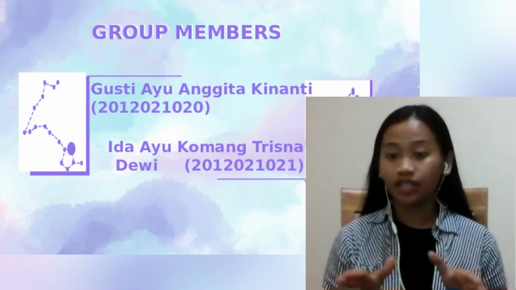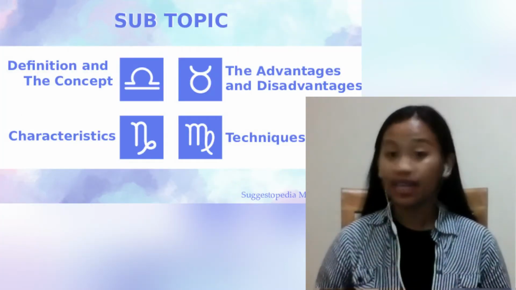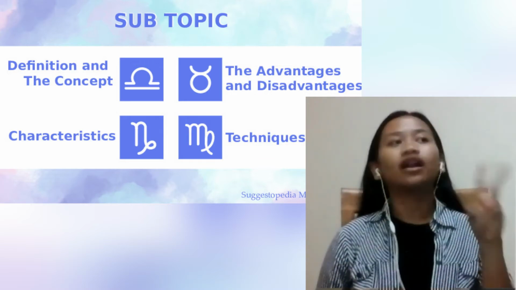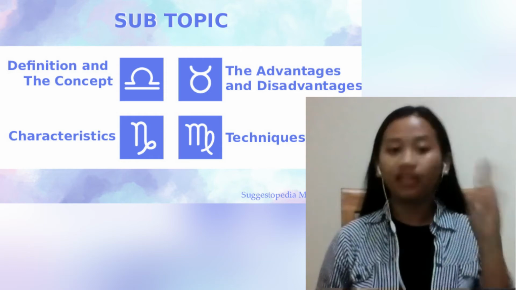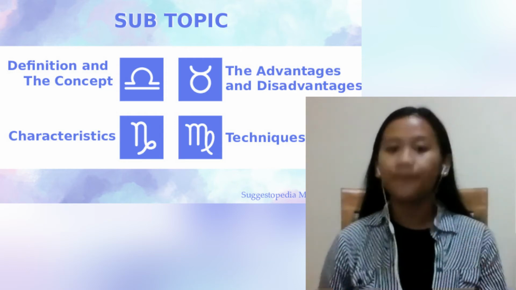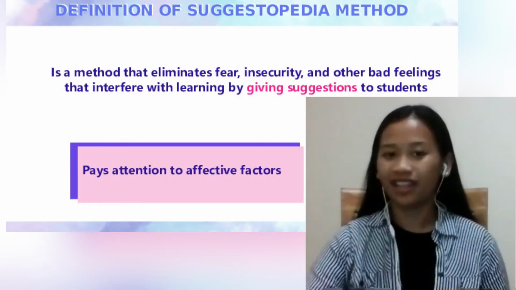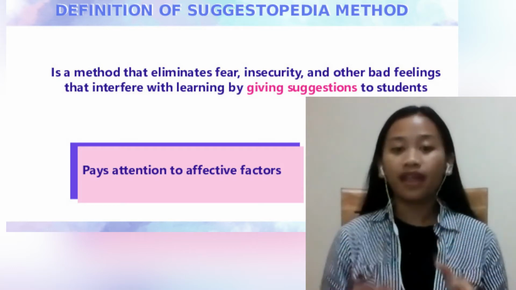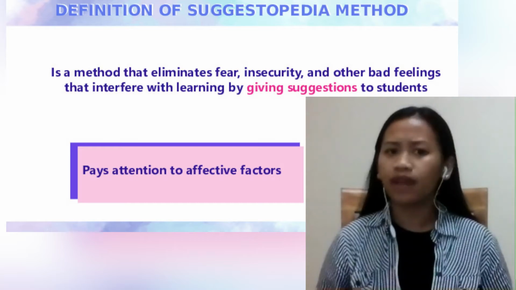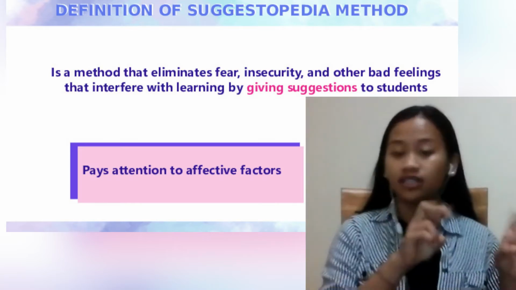So in this presentation, I will talk about the Suggestopedia method. The subtopics are, first, the definition and the concept, and then the characteristics, the techniques, and also the advantages and disadvantages of this method. So the first one is the definition of this method. This method eliminates fear, insecurity, and other bad feelings that interfere with learning by giving suggestions to students.